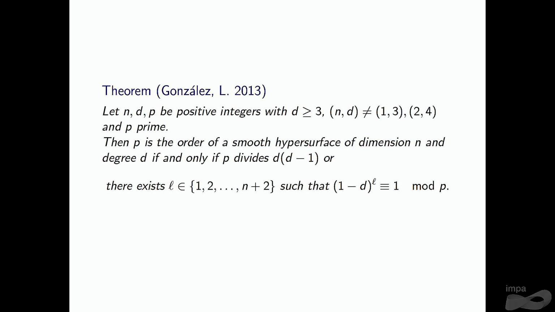So you take n, d, and p positive integers with, again, as before, n bigger or equal than 1, d bigger or equal than 3. You exclude 1, 3, and 2, 4, and p prime. Then p is the order of an automorphism of a smooth hypersurface of dimension n and degree d, if and only if p divides d minus 1, or 1 minus d to the power L is equivalent to 1 mod p for some L in between 1 and n plus 2. So this is exactly the other option, the iteration in the previous slide. The word automorphism was missing, sorry.